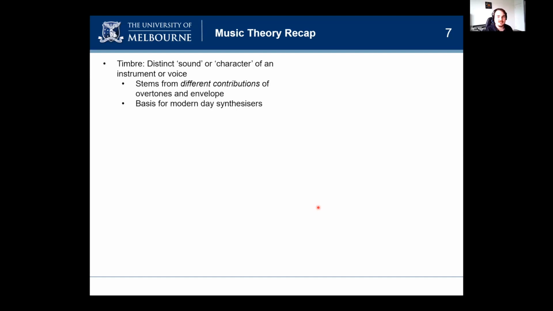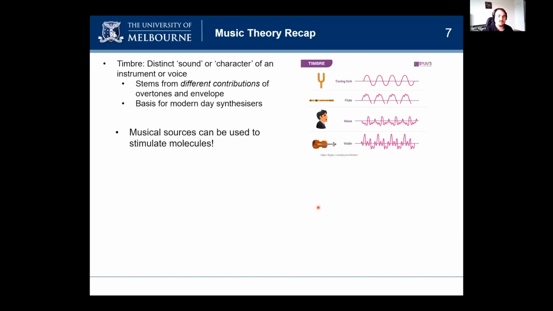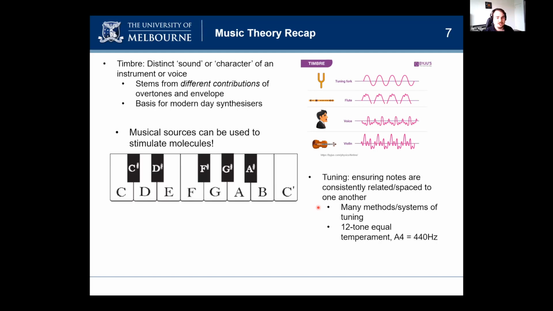And this is the basis for any sort of signal construction. You put together different contributions of all these frequencies to make a distinct sound, whether it's the piano, violin, your voice, whatever. And so these musical sources are just frequencies that we can apply to molecules and stimulate them. So that's cool. That's all well and good.